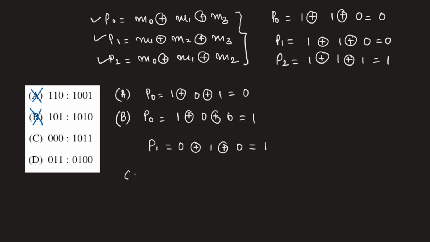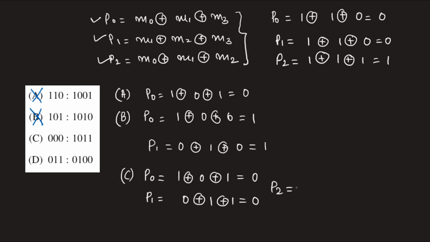Now we move on to option C. So P0 is 1 XOR with 0 XOR with 1 which is 0, which is same as in the option. P1 should be 0 XOR with 1 XOR with 1 which is 0, which is also same as in the option, and P2 should be 1 XOR with 0 XOR with 1 which is also 0. So we observe that option C matches with the parity bits that we have got.